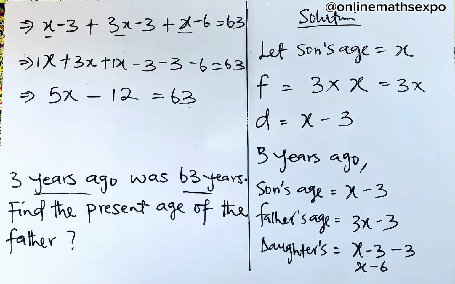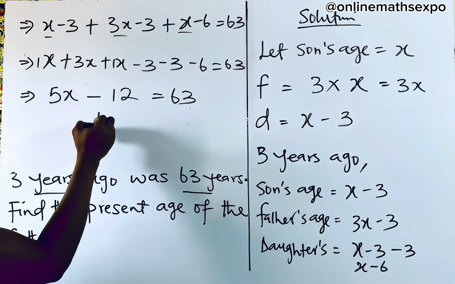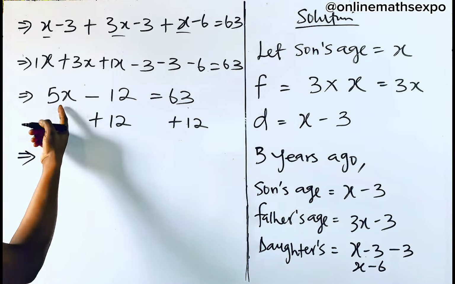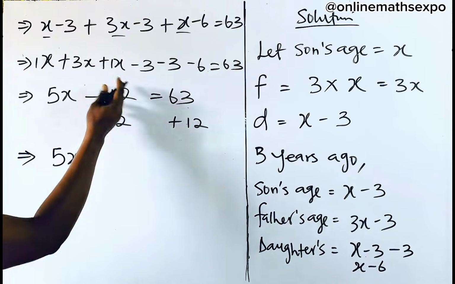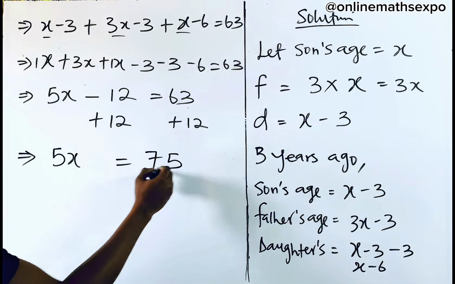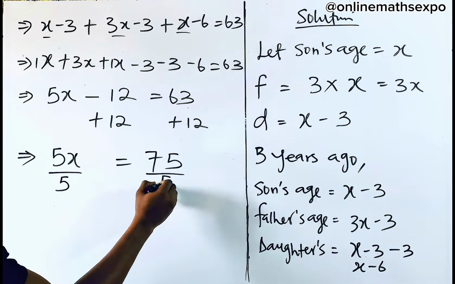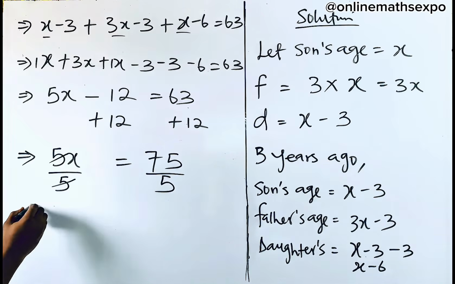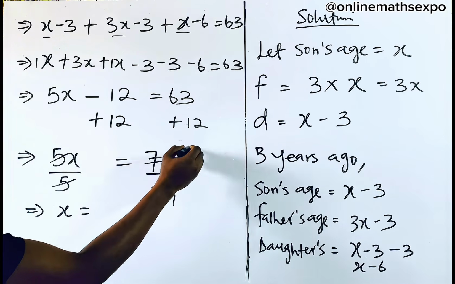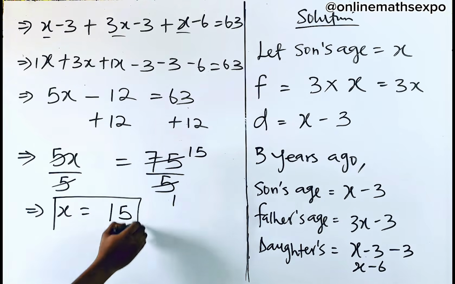So what do you do next? To remove this, you need to add. So you're going to add 12 to both sides. When you do that, this will give us 5x. Add this, it gives you 0. Then add this, it gives you 75. So to get x, divide by the coefficient, which is 5. So we are having x is equal to 75 divided by 5, which gives us 15. So the value of x is 15.